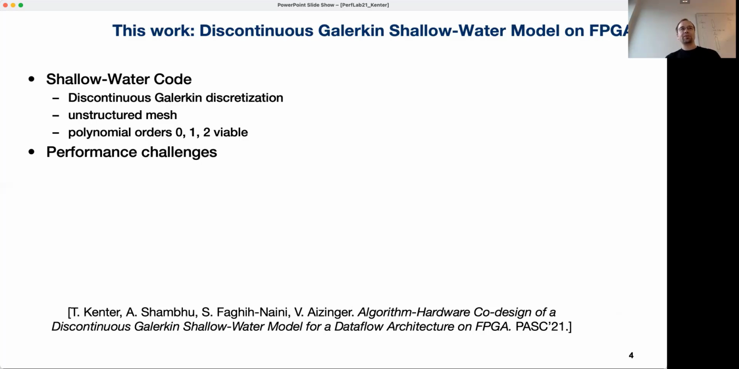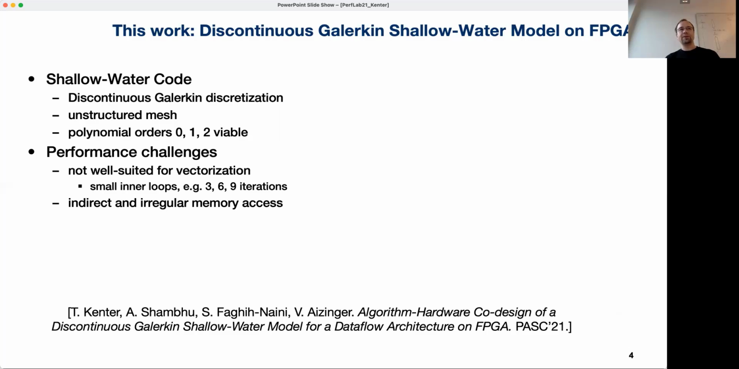This code has certain performance challenges on the CPU. In particular, it's not very well suited for vectorization because it contains many small inner loops, for example with 3, 6, or 9 iterations, which don't fit typical SIMD vector widths very well. And as already mentioned, we have indirect and irregular memory accesses.